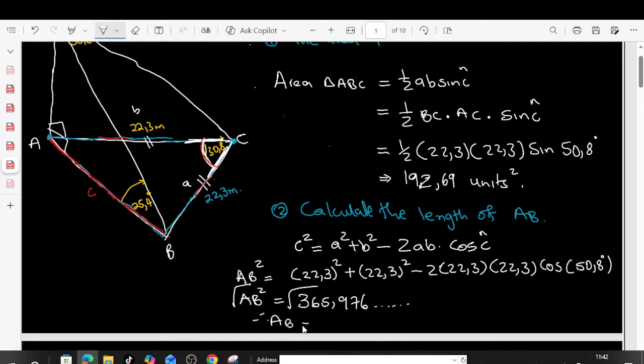So AB is equal to the square root of the answer, which is 19.13 units. Since it's given in meters, we're supposed to say our unit is meters, which makes this one 19.13 meters. That's the length of AB. So if you have the length of AB, that's good.